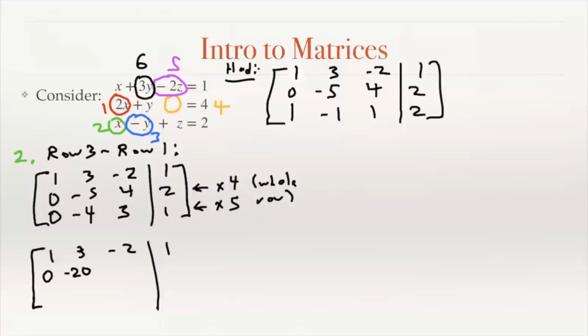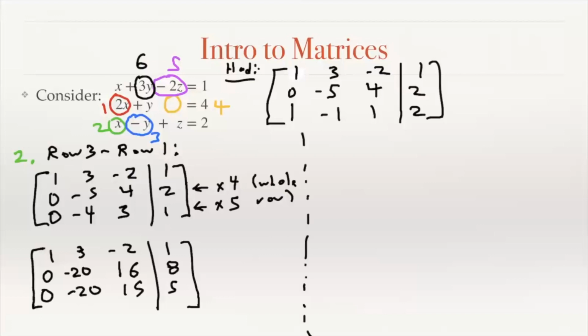Okay, so negative 5 times 4 is 20, 4 times 4 is 16, and 2 times 4 is 8. And then this row we're multiplying by 5. 3 times 5 is 15, and we have that. And we're doing that so that when we do our step 3, now it's that simple subtraction, row 3 minus row 2, just like we did before with equation 3 minus equation 2.